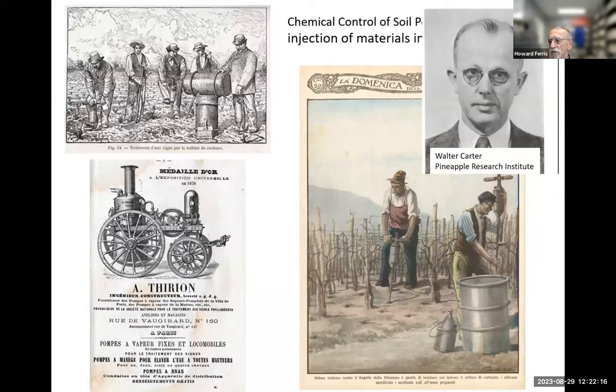And there were other derivatives of that. The DD mixture became, finally they decided that one of the dichloropropane was not as toxic as the dichloropropane, and so they eliminated one of them, and now it emerged as Telone 2, which is still widely used as a soil fumigant. So lots and lots of materials put into soil that killed organisms.